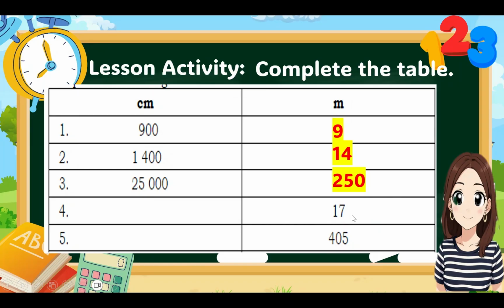Next, the reverse, we have to convert meter to centimeter. So that means we have to multiply by 100. So we have 17 times 100. It will give us 1,700. 405 times 100, we have 40,500.